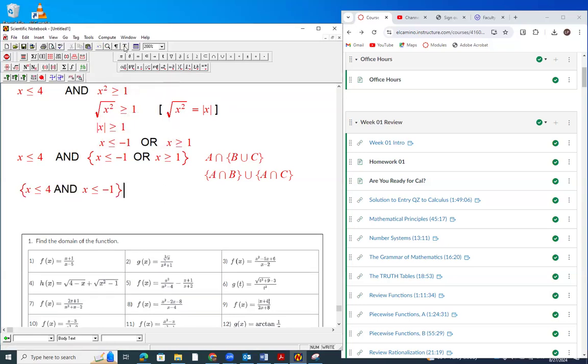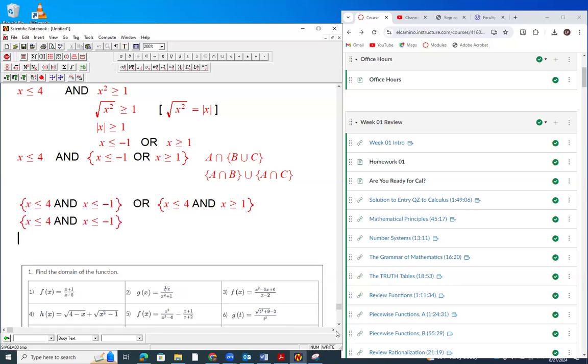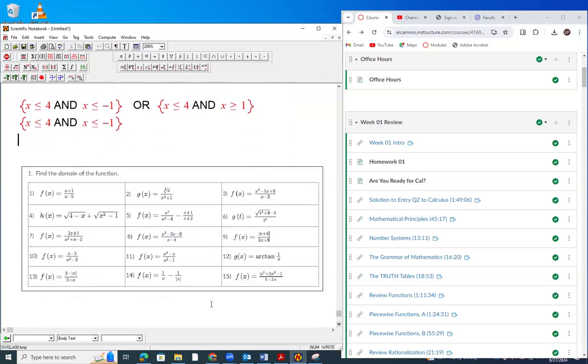Or, union is or, x less than or equal to 4 versus this is greater than or equal to 1. So it turns into something like this. And then we need to find what is the common part. For that piece, you want to find the common part of x less than or equal to 4 and x less than or equal to -1. So what is that common part?